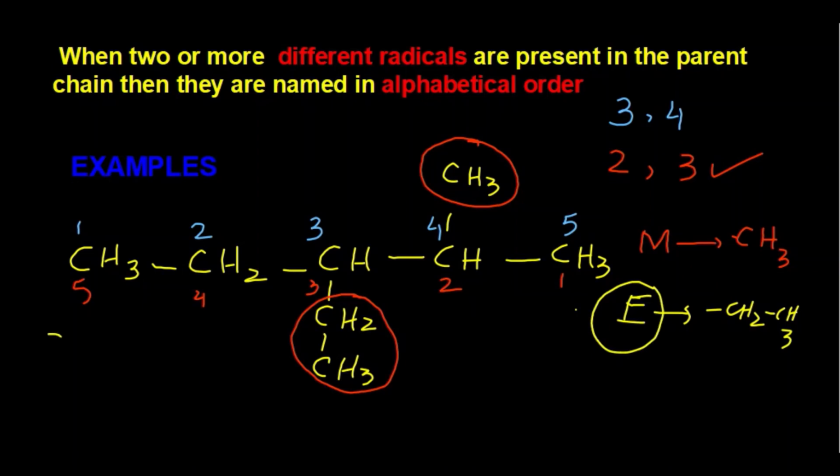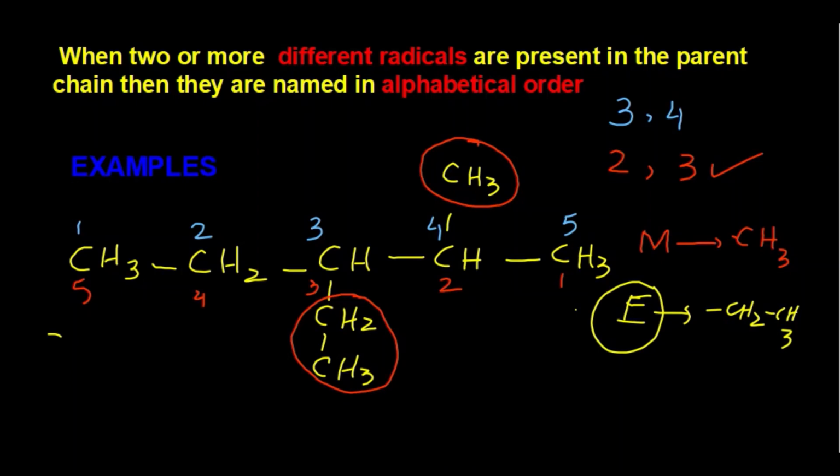So we will assign the IUPAC name to this molecule. What is the IUPAC name of this molecule, students? We write the positions of the, first of all, we will write the ethyl radical. Irrespective of the position of the ethyl radical on the parent chain, whatever is the position of the ethyl radical on the parent chain, first of all, we will write the name of the ethyl radical along with its position.